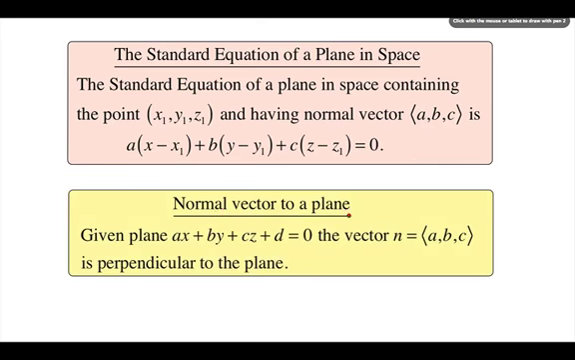Normal vector to a plane, again, copy this, and let me just summarize what this is saying. Whenever you have a plane, you can find the normal vector to a plane by just looking at the coefficients in front of the x, y, and the z, and that's basically the vector, in component form, that is normal to the plane.